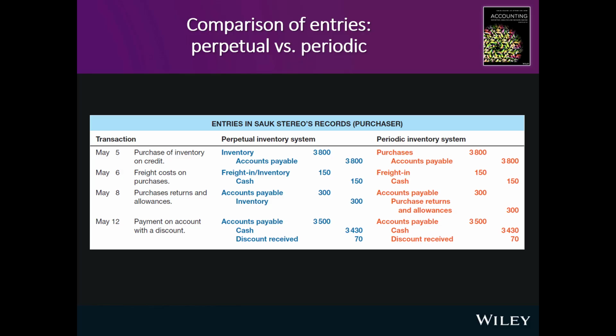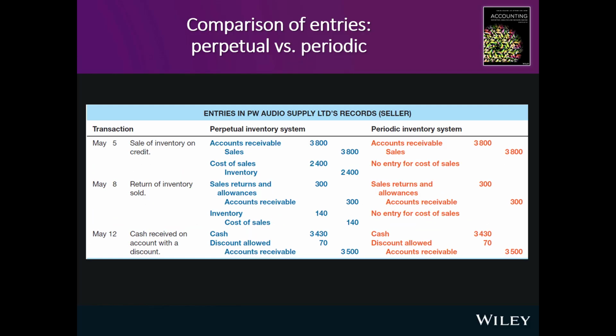Okay. So we will not go through that much on the discussion, just comparing it. Sales on credit, as you can see here, we only have debit accounts receivable, credit sales. Same with the periodic inventory system, but the debit cost of sales and credit inventory is missing or not applied in periodic. So that's the main difference. Almost the same with all except for that, right?